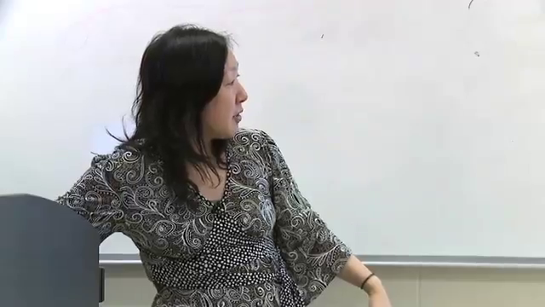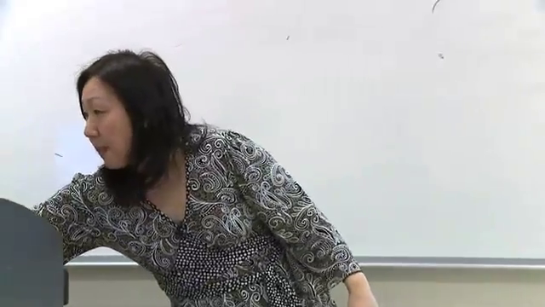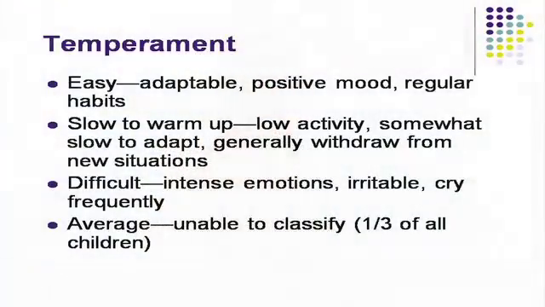Then infant attachment, okay? Intense emotional bond between infant and caregiver, all right? So we have temperament too. The baby has an easy temperament or difficult temperament, but easy is adaptable, positive mood, regular habits. Slow to warm up temperament: low activity, somewhat slow to adapt, generally withdraw from new situations. And the difficult one is intense emotions, irritable, cry frequently, and average, unable to classify. One third of the children are average. And then even the good kids with easy temperament can have difficult times too. So it's a combination, all right?